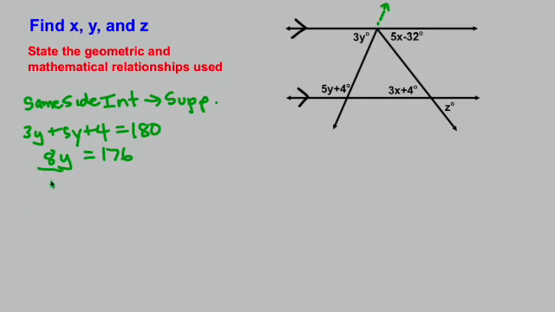And then my final move would be to go ahead and divide by 8. And if you grab your calculator, take 176 divided by 8, you should get y equals 22. All right, so that's our first solving here. We've solved for y. We still have x's and we still have a z over here. So let's go ahead now and let's figure out x.